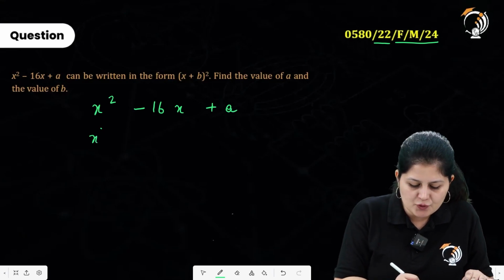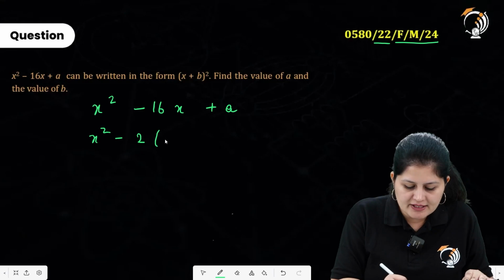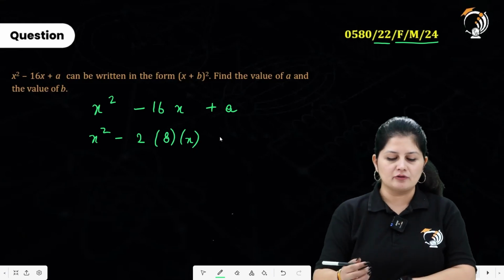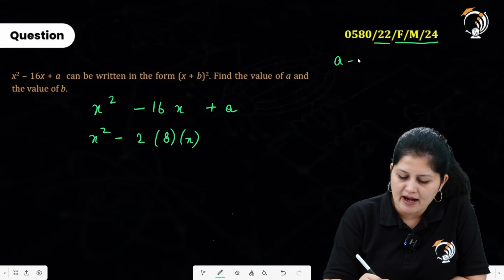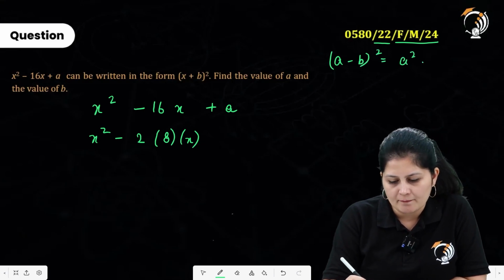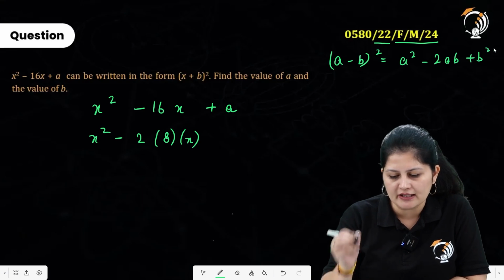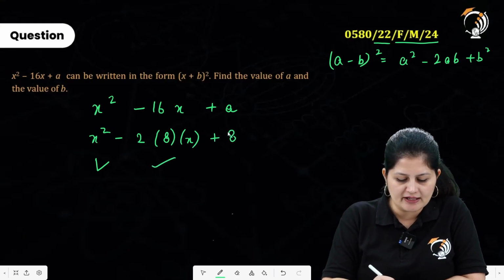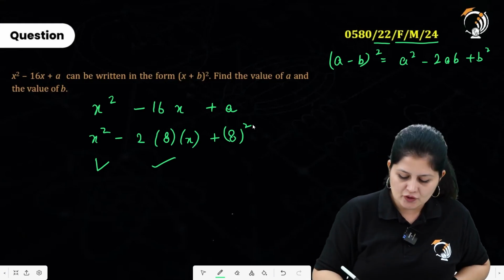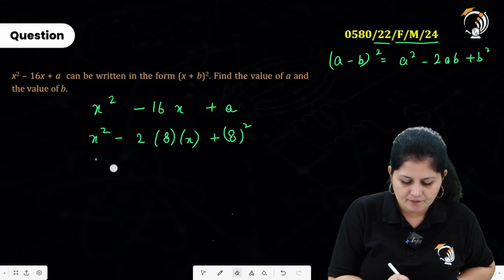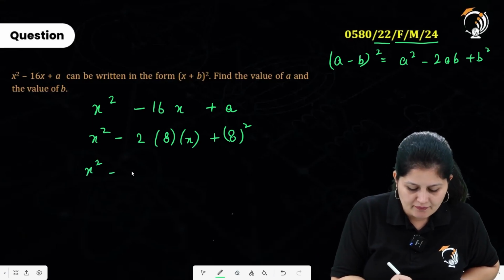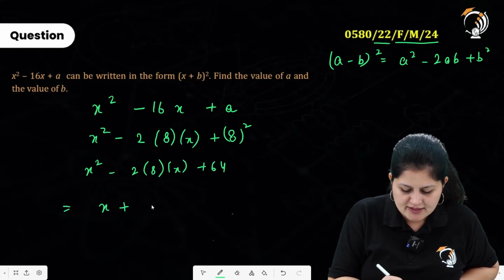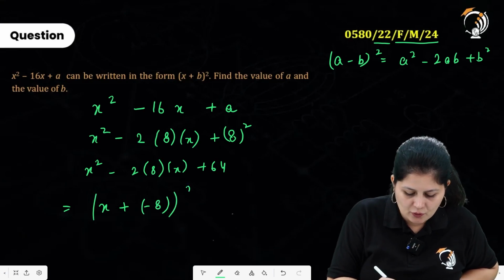This can be written as x square minus 2 multiplied with 8 multiplied with x, right? So clearly, the form a minus b whole square is a square minus 2ab plus b square. So if I have a square here, minus 2ab here, then this is going to be 8 squared in order to make it the whole square identity. So writing this here, it is nothing but x square minus 2 multiplied with 8 multiplied with x plus 64, which is equal to x plus minus 8 whole square of it, right?